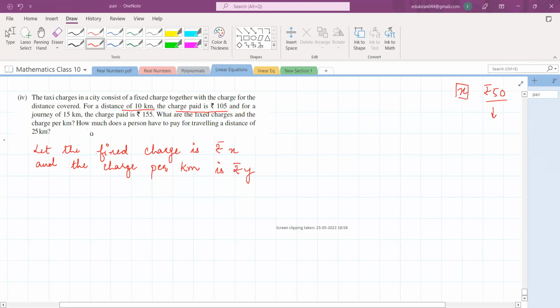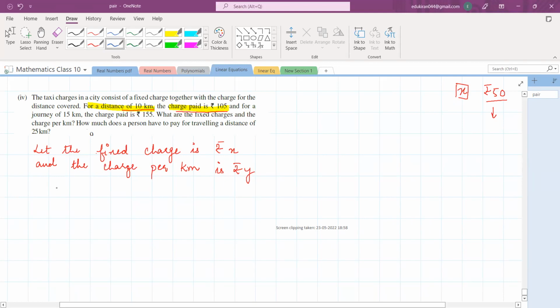Yes, Hamna, no voice. All right. So let the fixed charge be x and the charge per kilometer be rupees y. Understood? Now look here. For a distance of 10 kilometers, the charge paid is rupees 105. So that means the person has traveled 10 kilometers. So how much will he pay? Your first equation: x plus 10y is equal to 105.